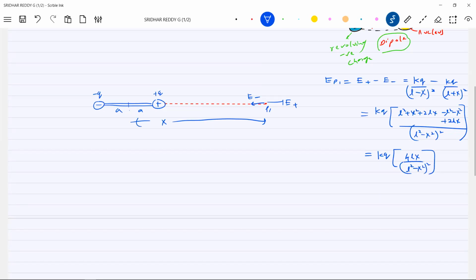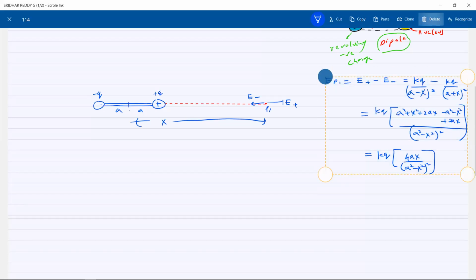Usually what we assume is X very much less than L. I'm changing the symbol here. Any doubt? Please unmute and talk to me. No problem. x plus a whole square, and I'll rewrite it.